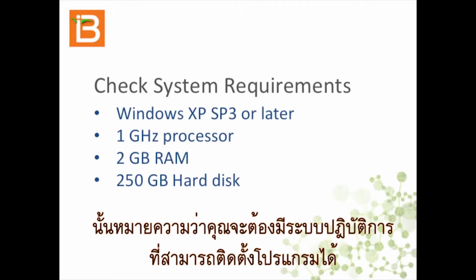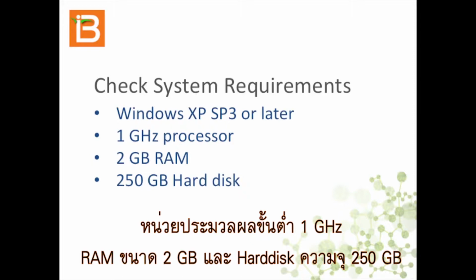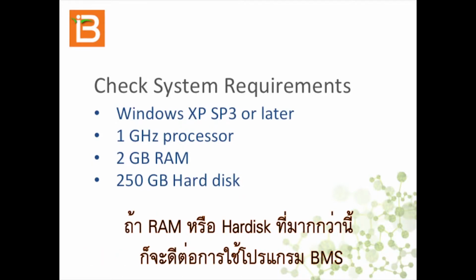requirements. The breeding management system is compatible with Windows operating systems. You need to have Windows XP or newer installed on your computer. You also need to have at least a 1 gigahertz processor, 2 gigabytes of RAM, and a 250 gigabyte hard disk. The more RAM and larger your hard disk, the better the BMS will perform.